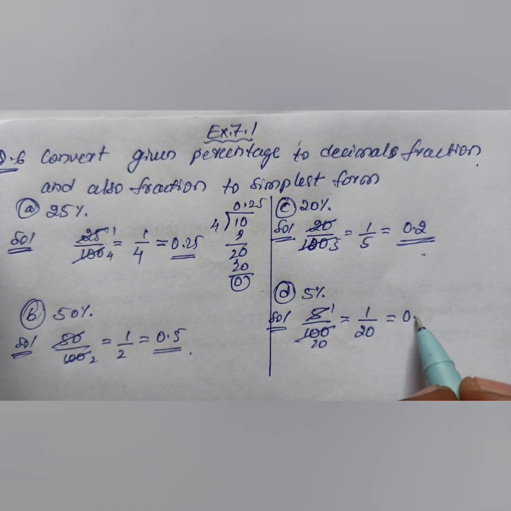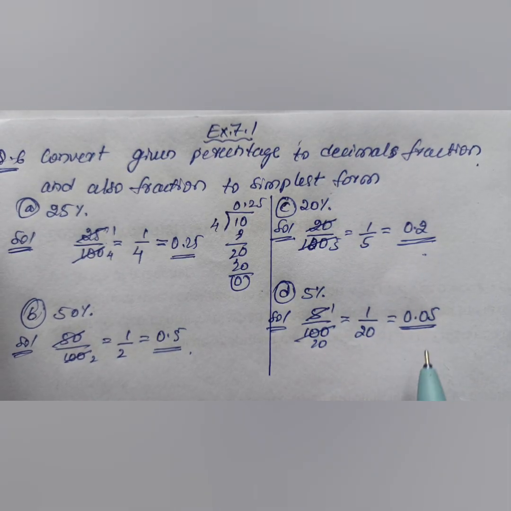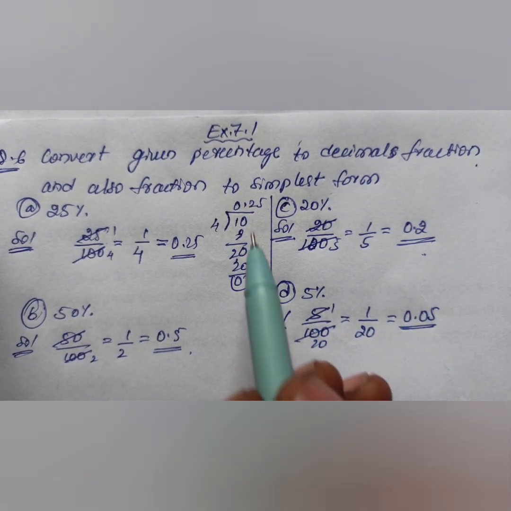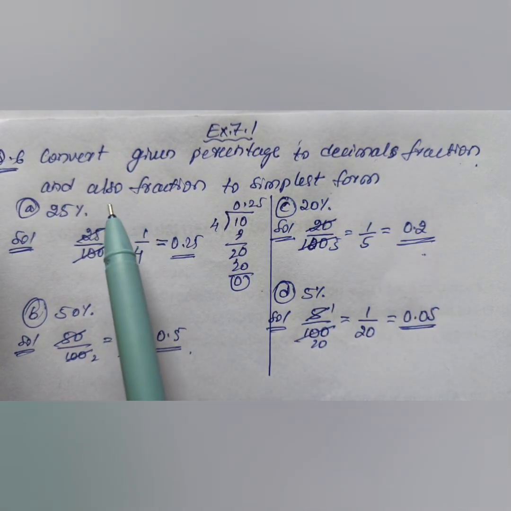1 by 20 is equal to 0.05 in decimal form. When we divide 1 by 20, we get 0.05. That is the decimal form. We have converted the percentage to a decimal, and also converted the fraction to its simplest form. This is the simplest form.